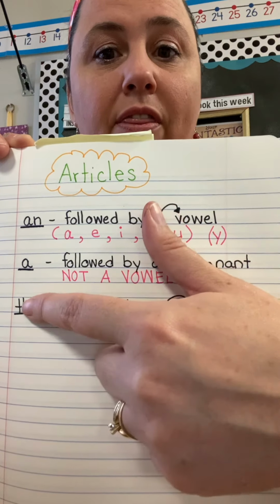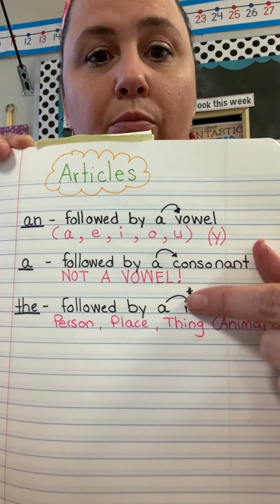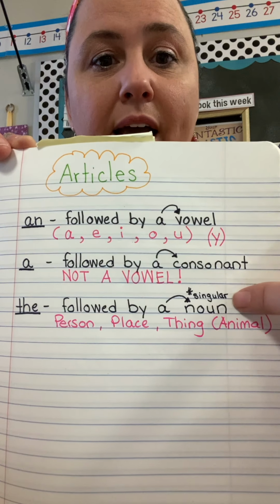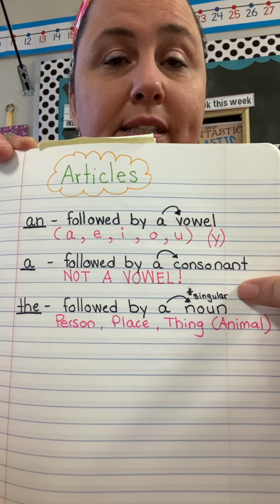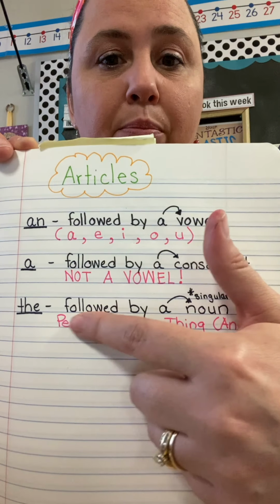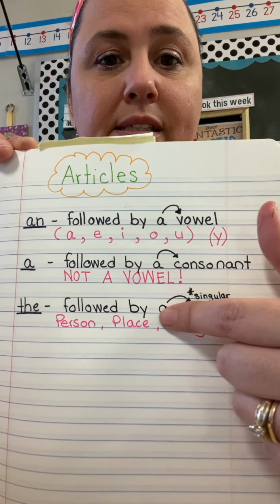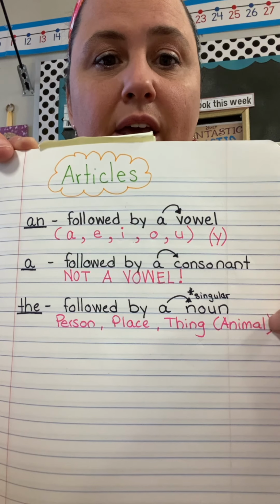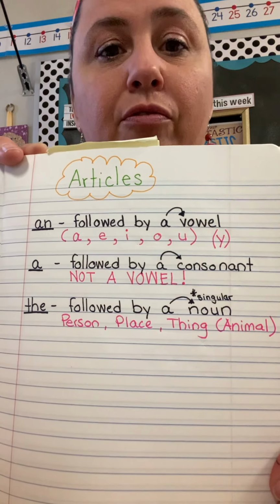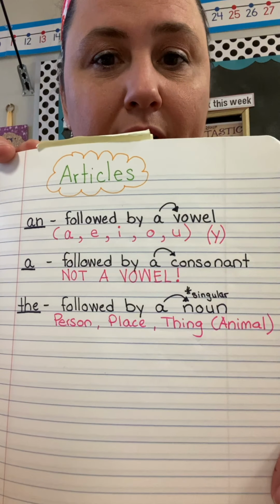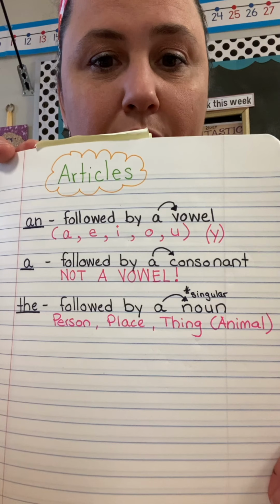And then the word the is followed by a noun, but not just any noun. It has to be a singular noun. And what is a noun? A noun is a person, place, or thing, sometimes animal. All right, you can freeze this video and go ahead and write down these notes if you need more time.